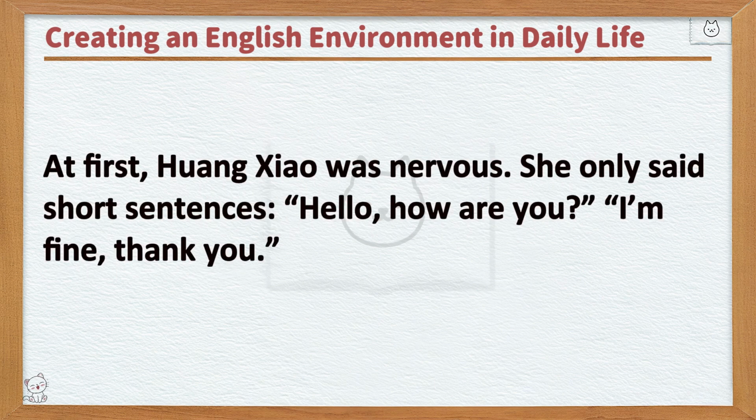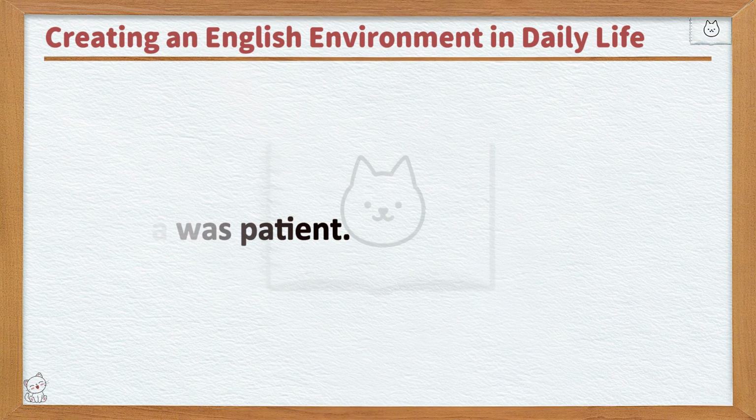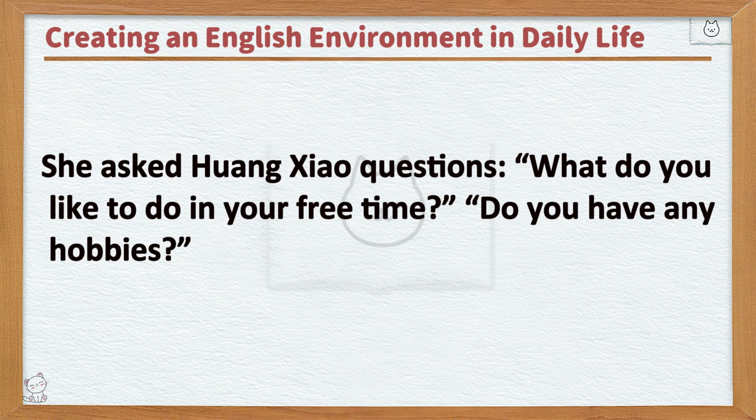At first, Huang Xiao was nervous. She only said short sentences. "Hello. How are you? I'm fine, thank you. What's the weather like in Canada?" But Emma was patient. She asked Huang Xiao questions.